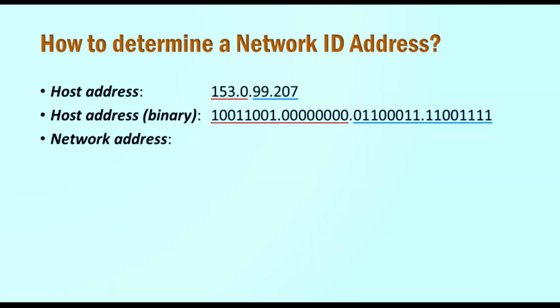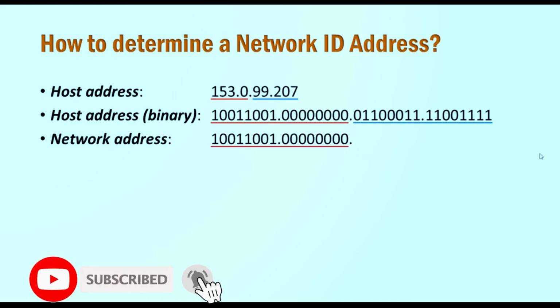We're just going to look at one more example of how to determine a network ID address and how to determine a broadcast address. In this example, we're going to use host address 153.0.99.207, and this is the binary representation of this address. The red part is going to be our network portion, and the blue part is going to be our host portion. To determine our network address, we're just going to copy the network portion, and into the host portion, we're going to put all zeros. So this is our network address.